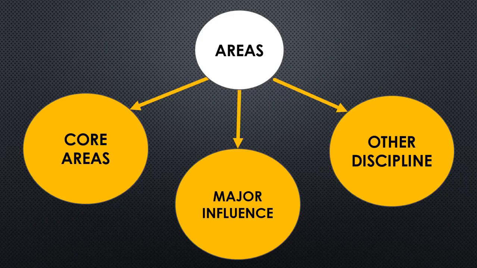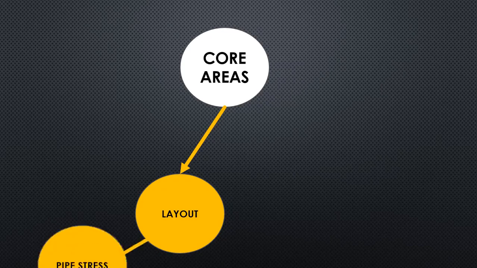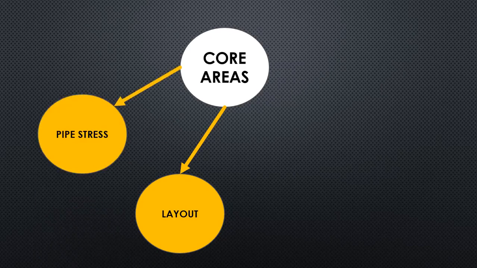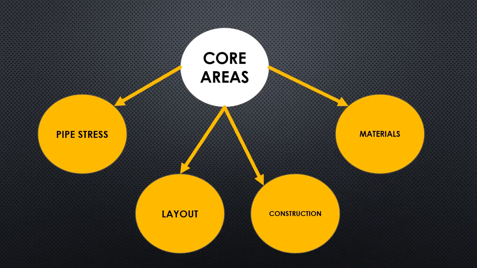Let's start with the core area. In the core area, you must know about piping layouts. Layout, in the sense, is piping layout. You must know the different configurations of piping layouts and guidelines. The second important thing is pipe stress analysis. You should know the pipe stress analysis fundamentals. The third important thing is construction. You must know about constructability. Only then will you be able to design the piping system. And the fourth one is piping material. You must know about the different MOCs and different piping materials used in the services.